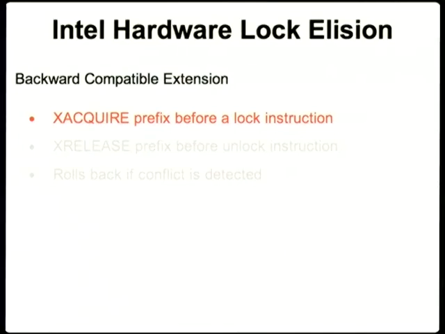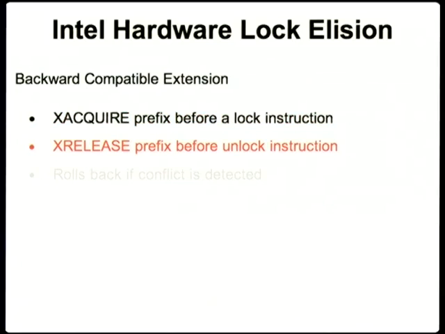So they've added prefixes before an instruction, called xacquire, and one called xrelease, which you do before the unlock. And here's basically how it works. Normally, with a lock, you flip a value from 0 to 1. Anybody else comes along, sees it's already 1, waits, or takes a mutex or whatever it is, till it goes back to 0 and then proceeds on.